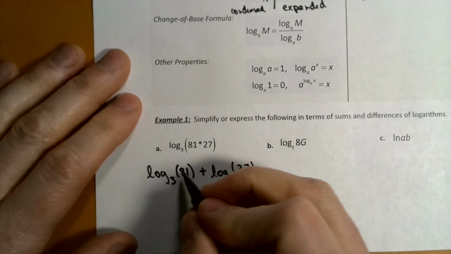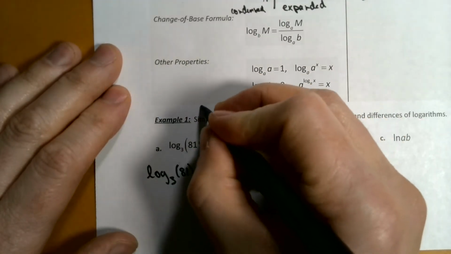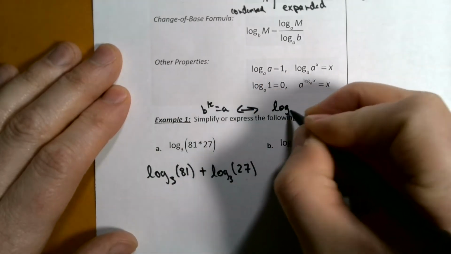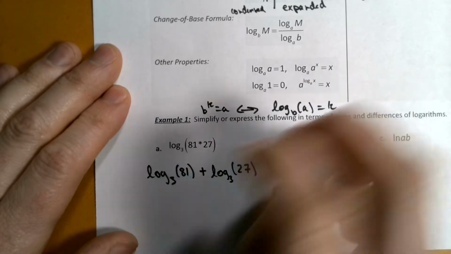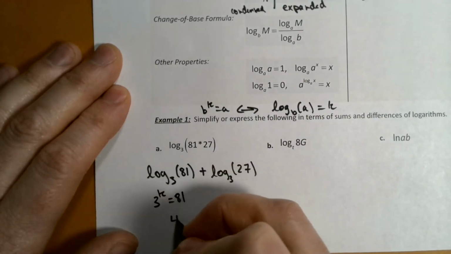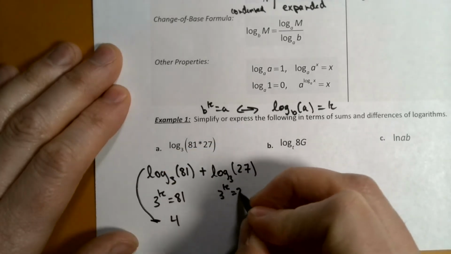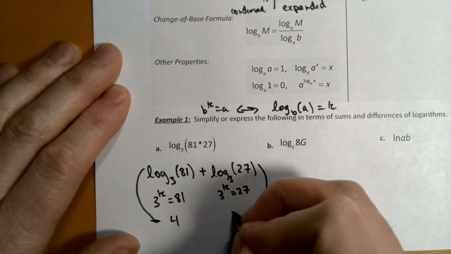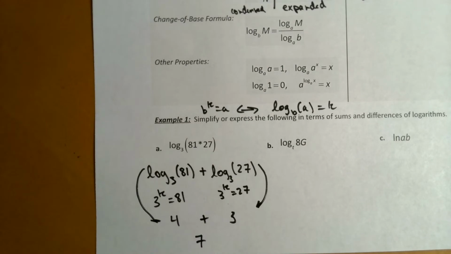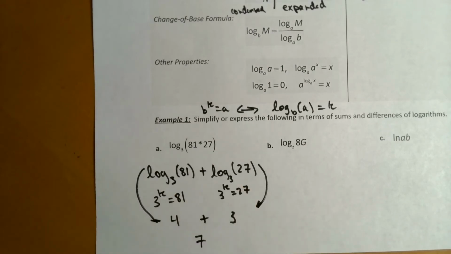Well, then I know from my expression b to the k equals a implies log base b of a equals k. I know that this is 3 to what power equals 81, so I know that's 4. And I know that this is 3 to what power equals 27, so I know this is actually 3. So the answer to this thing is really just 7, if we wanted to simplify it all the way out. And we could, because these were nice, neat logarithms, we could do all that by hand.